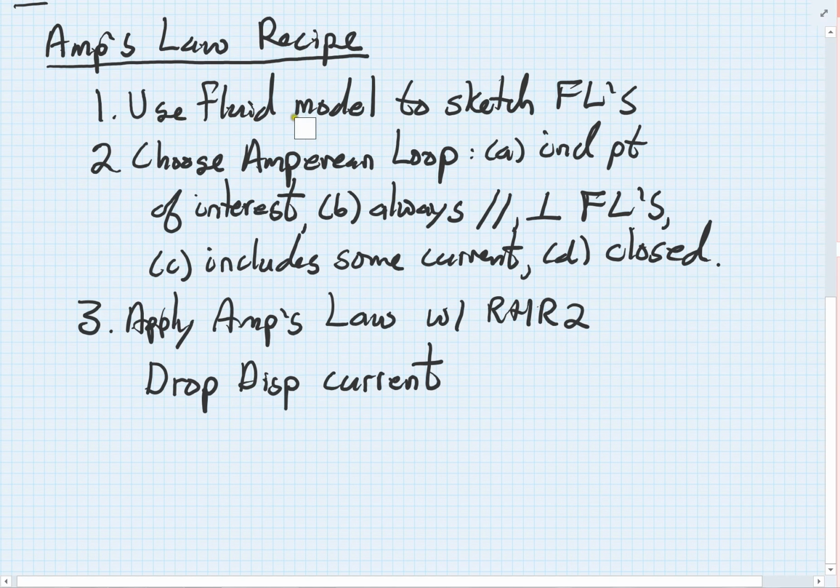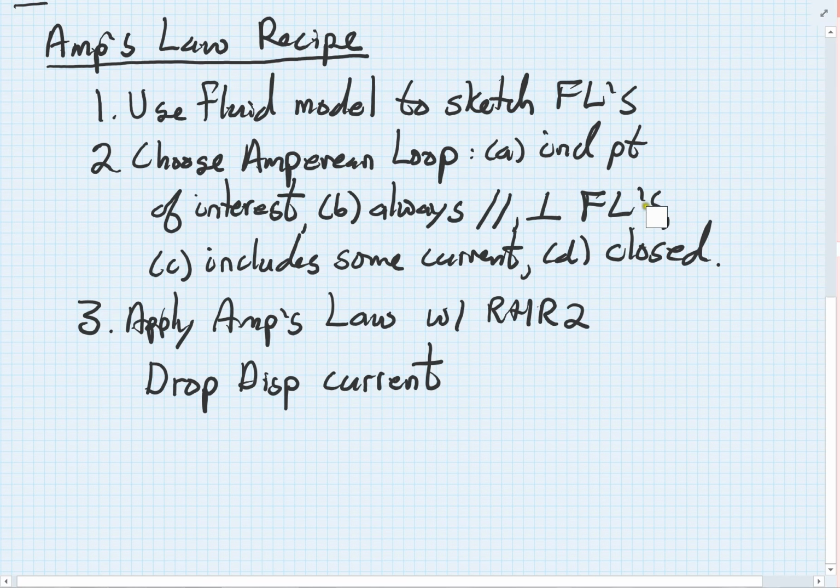The point of that is it then allows us to carry out the second step, which is to choose an appropriate Amperian loop, which has to do four things, actually. It needs to include the point of interest, so we learn something about the field at the location we're trying to compute it. To make the dot products and integrals easy, we want our Amperian loop to be always either parallel or perpendicular to the field lines.